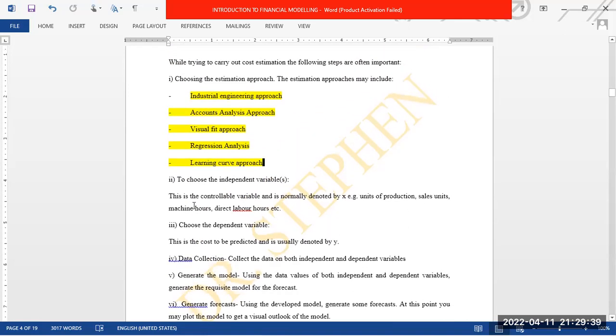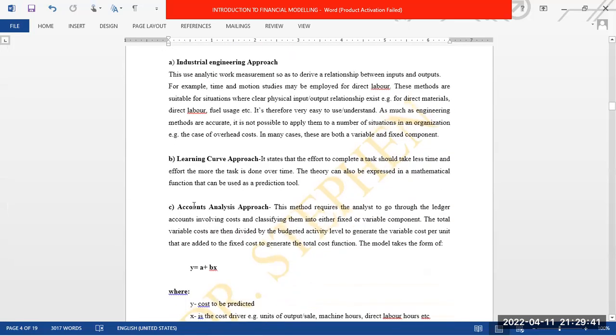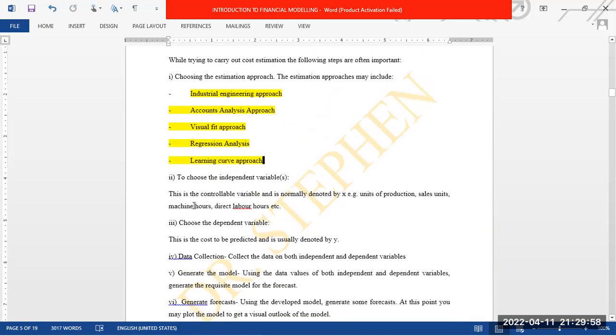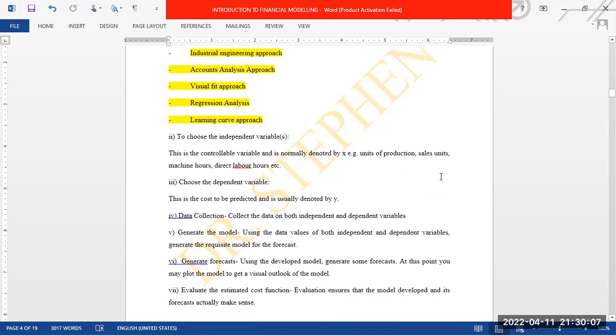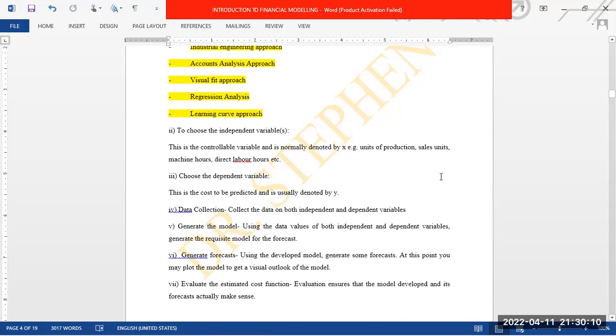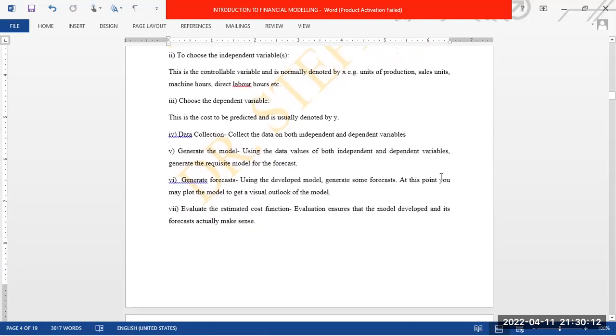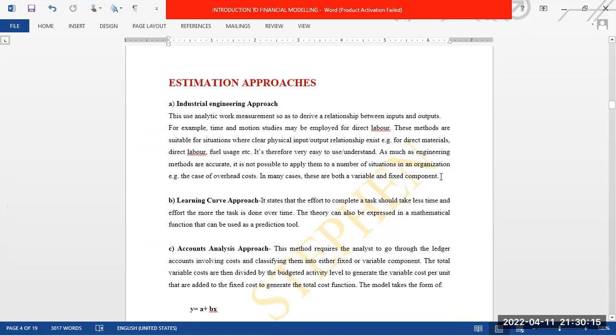Our number two was account analysis approach. But before looking at our account analysis approach, we have another approach, the learning curve approach, which is the last one. You can see it here where the cursor is blinking. That is the learning curve approach. Let's start with the ones which are more theoretical than the mathematical ones. So the learning curve approach states the effort to complete a task.